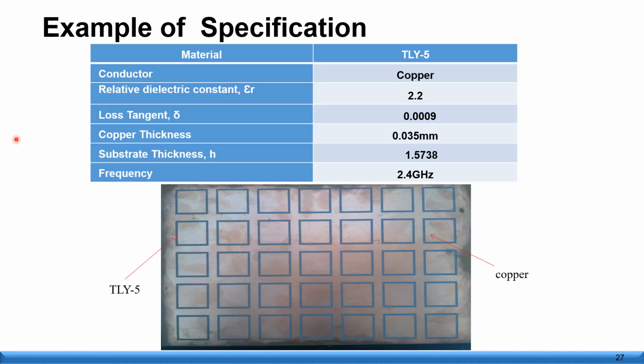Here is an example of specification. You can list down the specification, what materials you use, and what parameters you use to design your project. You also need to label what each part means. Labeling lets the examiner understand more clearly what it is about.